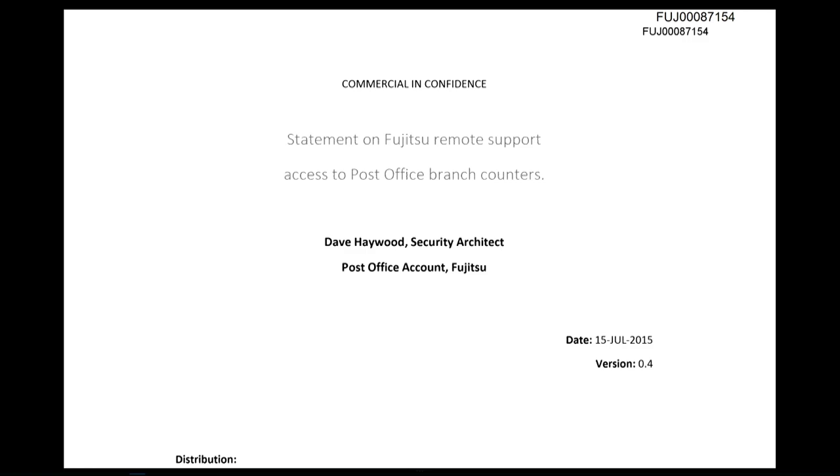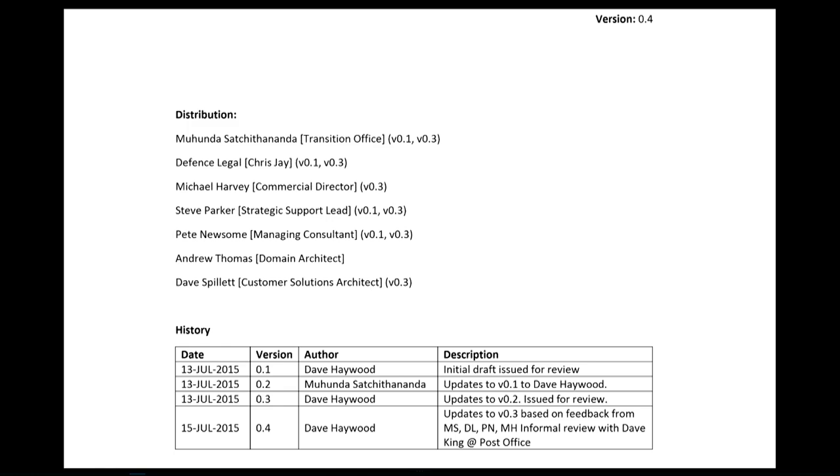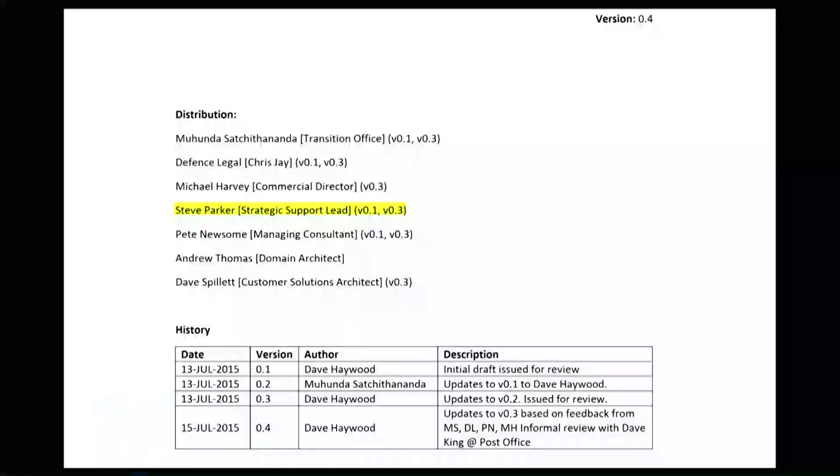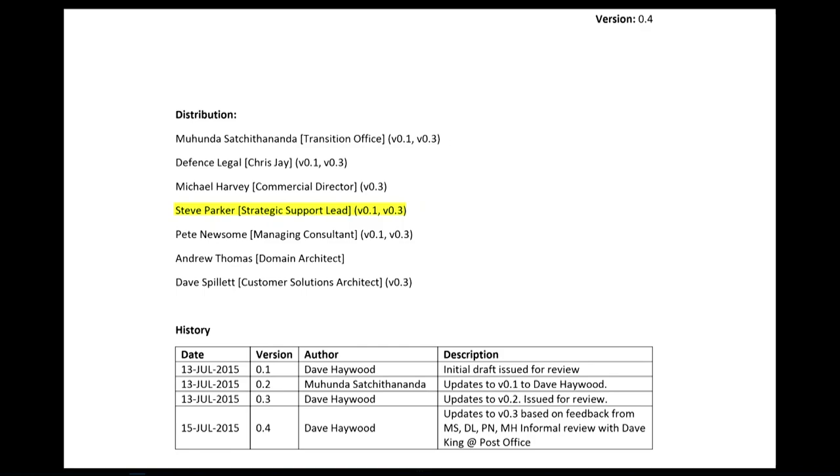You'll see from the bottom half of the page the distribution list. It includes you, and you're described as the strategic support lead. What does that mean? I think it's just indicative of the fact that our titles meant very little and were at sometimes interchangeable. I don't know why Dave used that in that particular document. It should say SSC manager. It would be better defined that way, I think, yes.